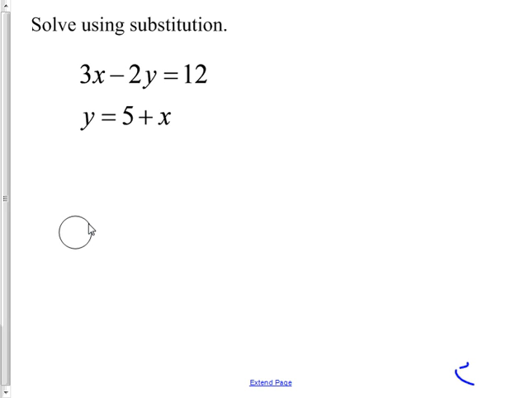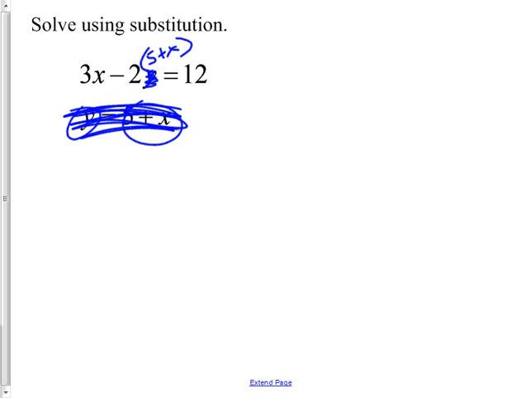All right, so then, how do I do this with substitution? Substitution means I can substitute one in for another. If I have a half, I can put in 0.5. Do you agree that they're the same size? So I can substitute one for the other. Well, what is the same size as y? 5 plus x. That means wherever I see a y, I can put a 5 plus x. So I can take this y out and put in 5 plus x. And now I've got an equation that only has x's in it, and I can solve it.